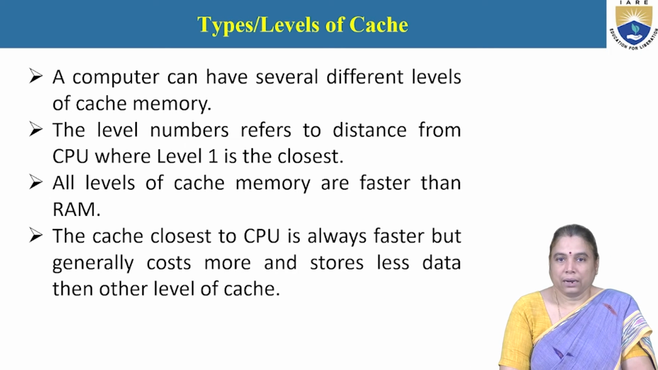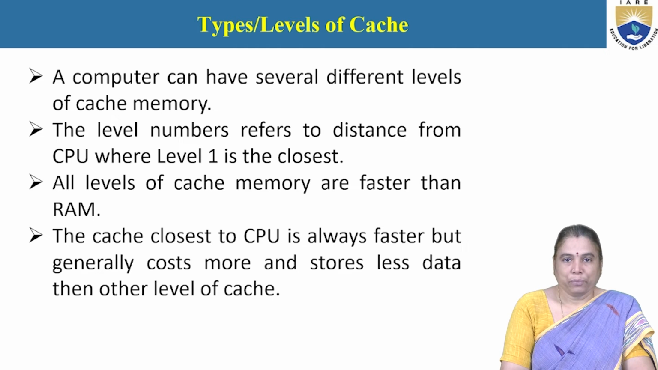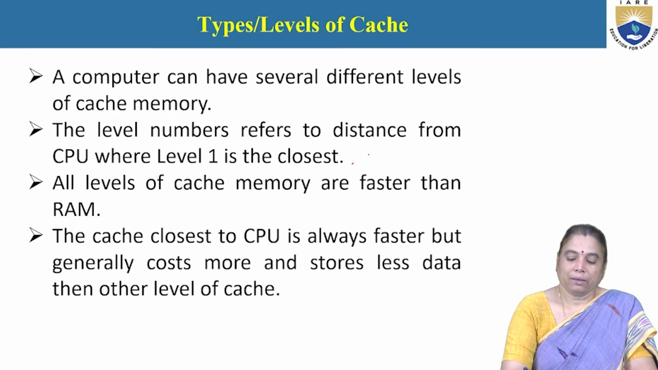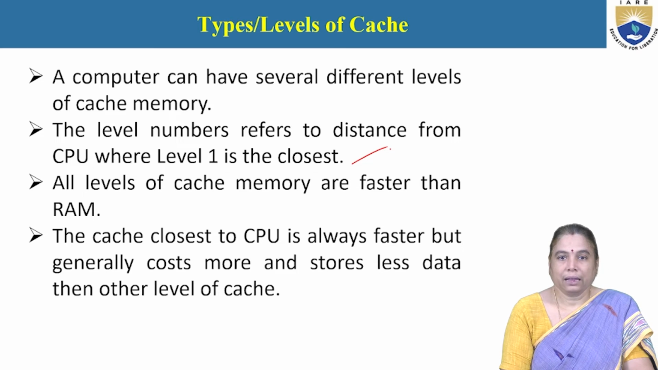What are the types or levels of cache? A computer can have several different levels of cache memory. The level number represents distance from the CPU, where level 1 is the closest one. So the level number can indicate how far it is from the CPU. All levels of cache memory are faster than the RAM.